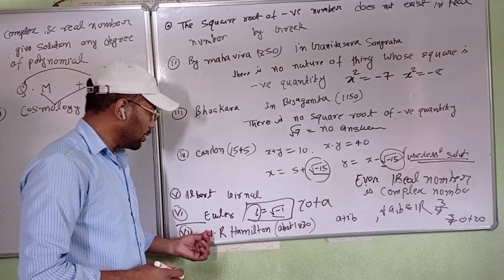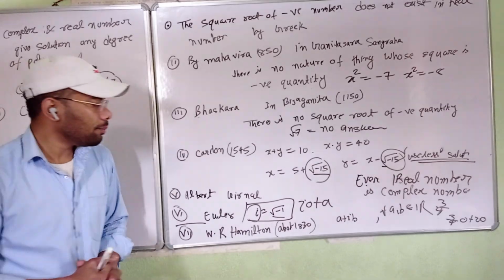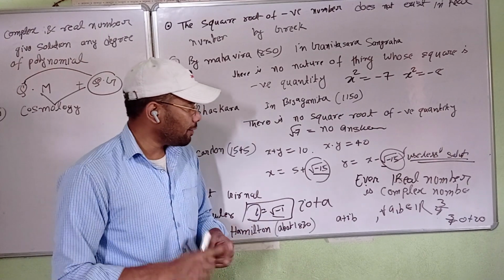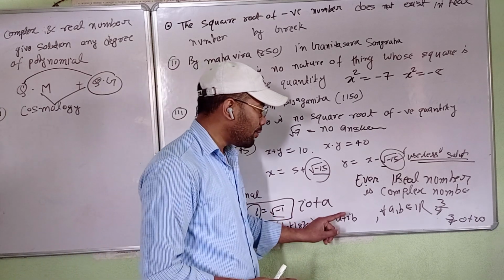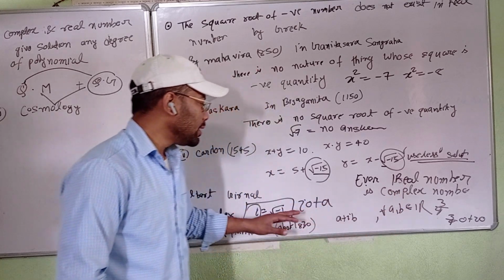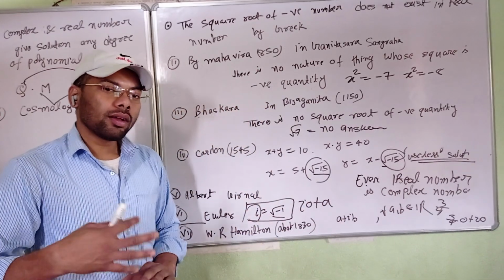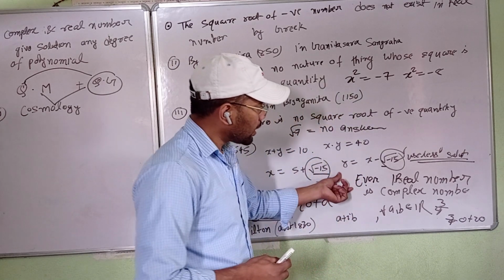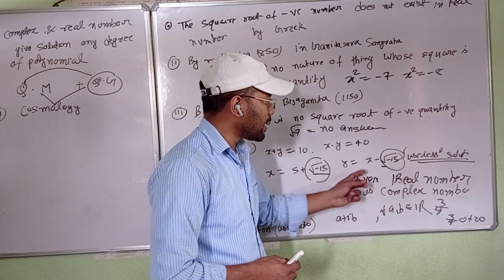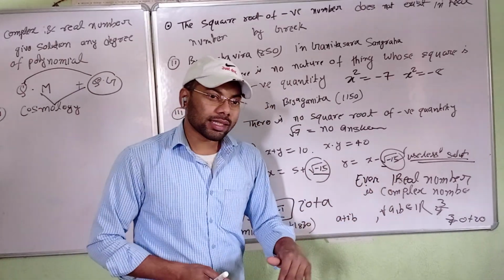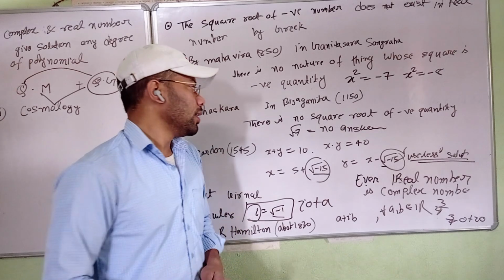Later on, W.R. Hamilton first made a very precise definition of a complex number. Any number which is written in the form a plus ib, where a and b come from the real numbers, is called a complex number. One more important thing is that every real number is a complex number, but every complex number is not a real number.